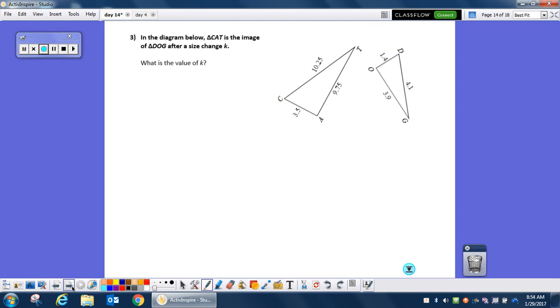All right, number 3, you also see that right off the bat the triangles are not facing the same way. So triangle CAT is the image, so you put a big fat I on CAT, which means DOG is the pre-image. And again, this question is asking for the value of k. So what I would do is just pick a side from the image. C to A corresponds to DO. All you do, remember k is image over pre-image.